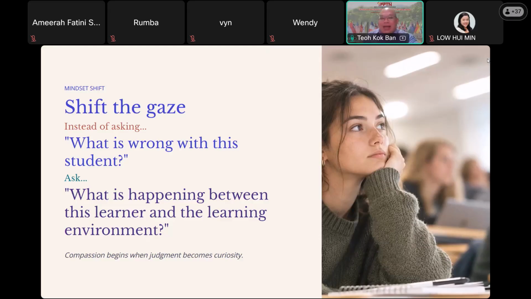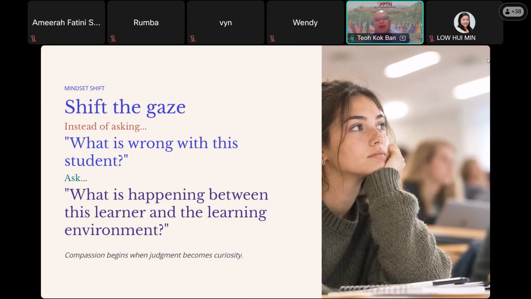Maybe the instructions are unclear. Maybe the reason they keep asking us is that the instructions we give are not clear. Maybe the environment is overwhelming for the students, or maybe the student needs more processing time. Different students need different processing cycles or methods. They are different, and maybe the student understands the content very well but has difficulty expressing what they understand. So one simple sentence I would like you to remember today is that compassion begins.